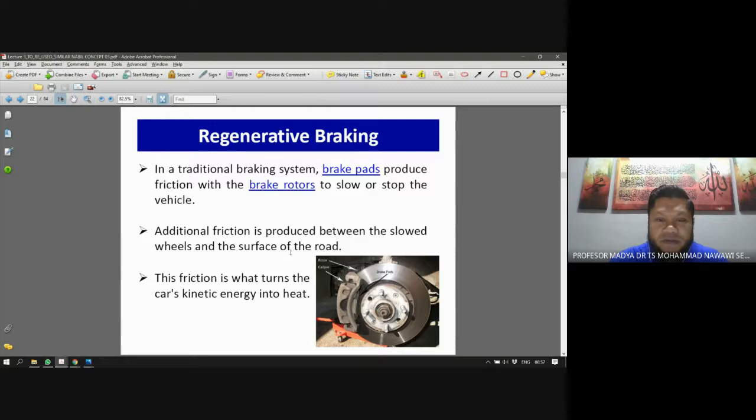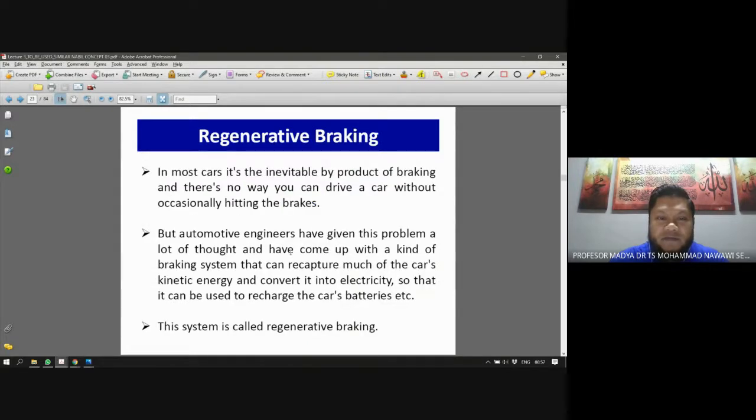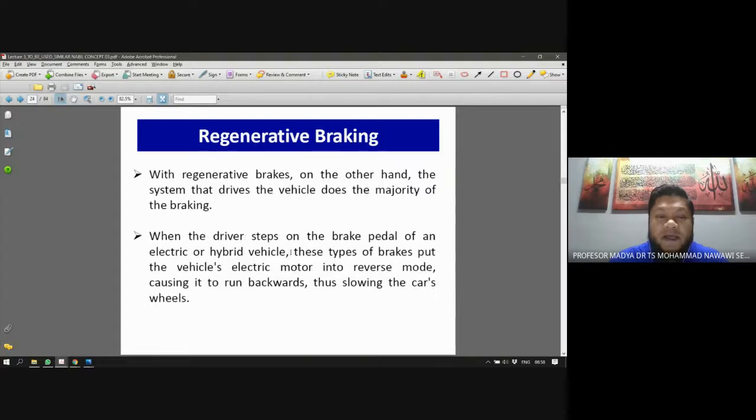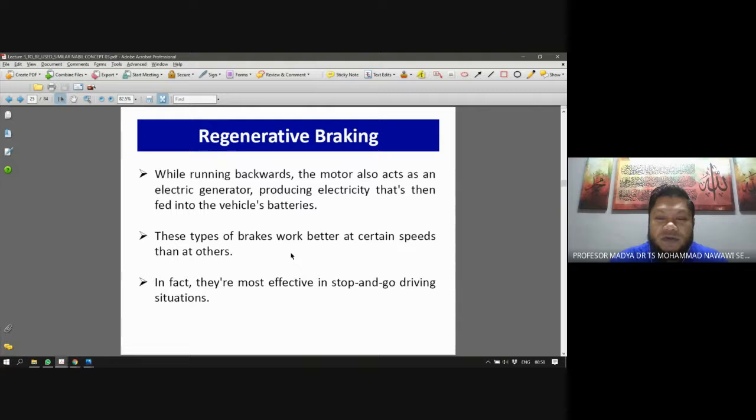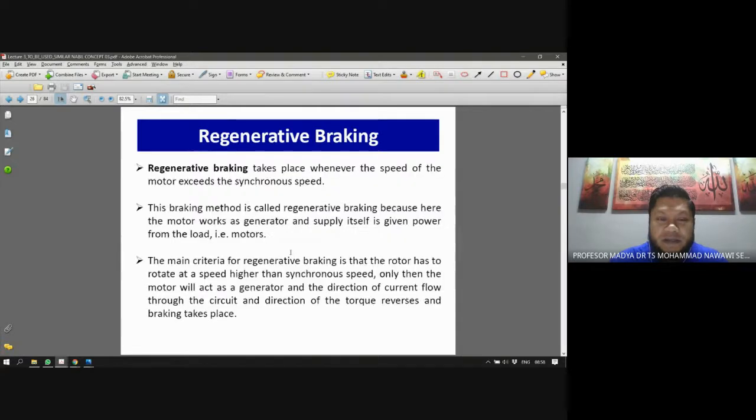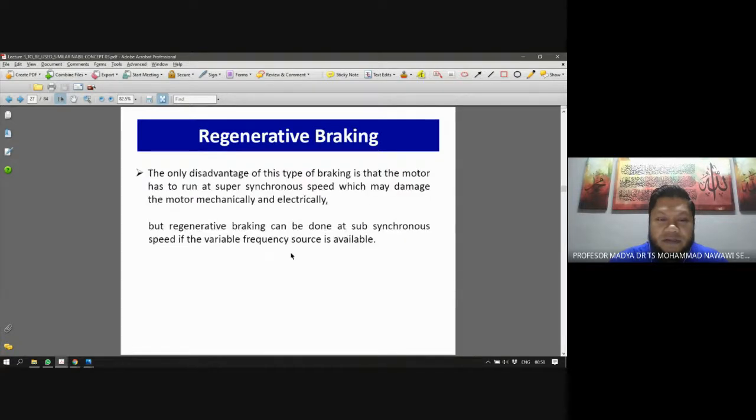Brake pad, brake rotors, everything. And then we have regenerative in most cars, but automotive engineers have given this problem a lot of thought. Regenerative braking. The system that drives the vehicle does the majority of the braking when the driver steps on the brake pedal of an electric. Already, these types of brakes put the vehicle into reverse mode, causing it to run backwards, slowing the car's brake wheel. By running backwards, the motor also acts. You can read that. Now I'm going to go back this.